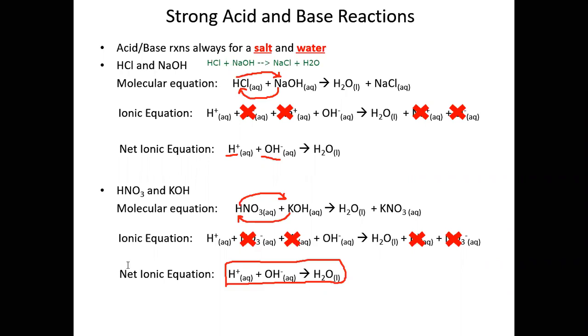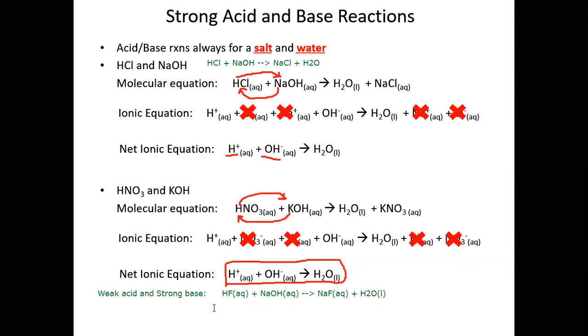But let's say we have a weak acid. And so here we're going to do a weak acid and strong base. So for example, we want to react a weak acid like hydrofluoric acid plus a strong base, say sodium hydroxide. And we're going to do the same thing. So the two cations switch position, we get sodium fluoride and H2O. So we get the same thing, a salt and water.